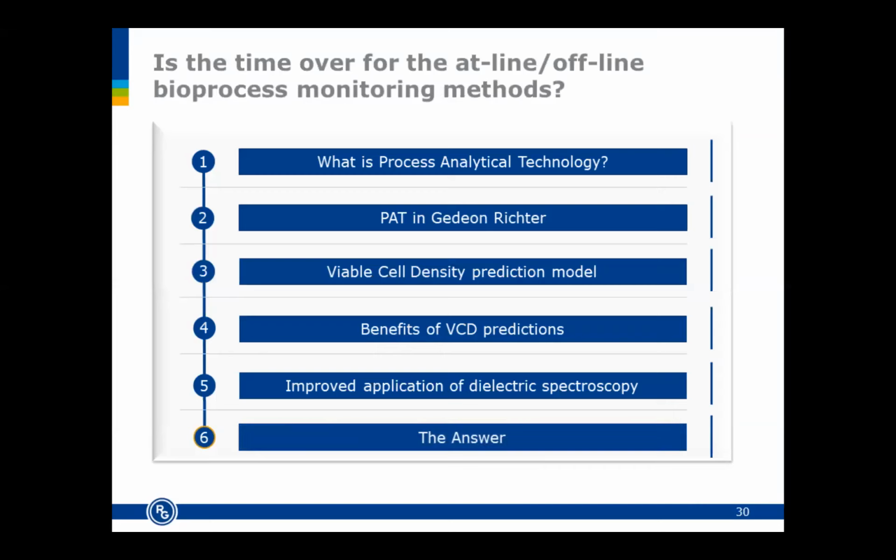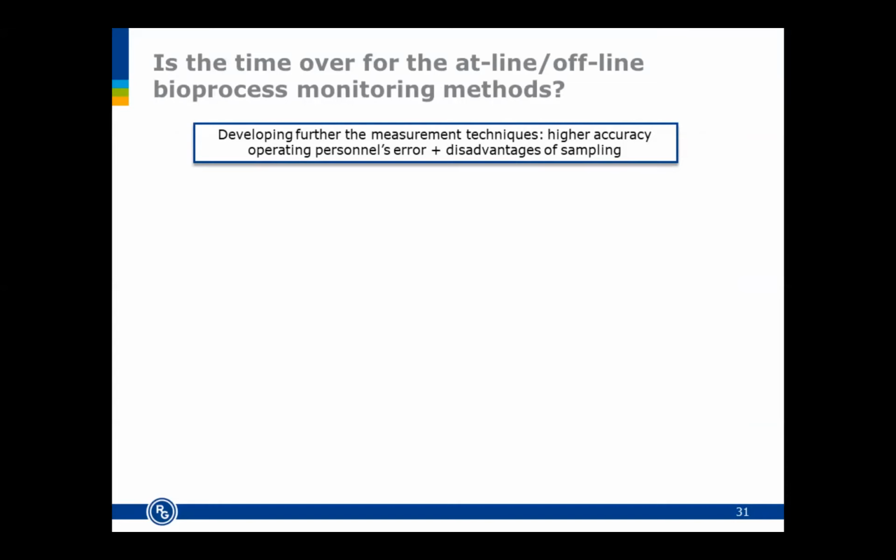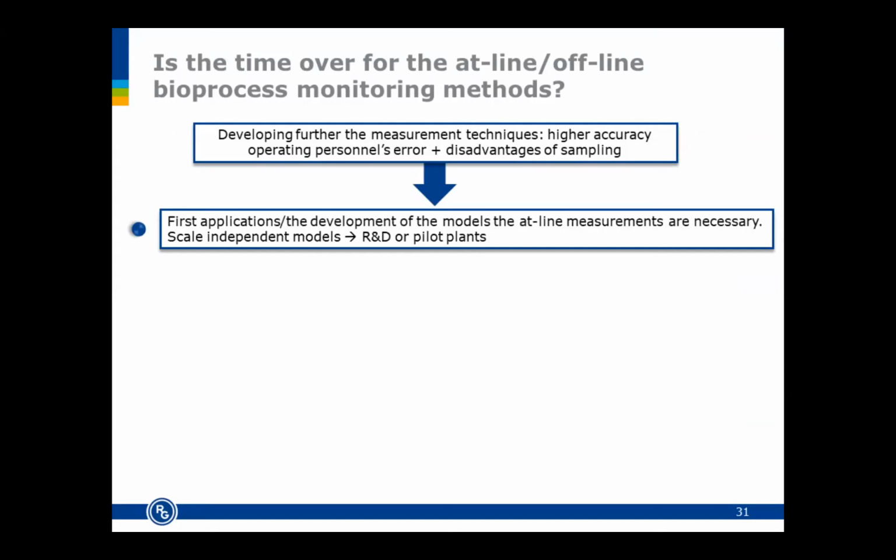Finally, I would like to answer the main question. Even if the manufacturers of the at-line or offline equipment would develop the measurement techniques further in order to achieve higher accuracy, the operating personnel's error would remain, and the sampling with all of its disadvantages would also be necessary. So in my opinion, for the first applications, the development of the models, the at-line sampling is necessary.